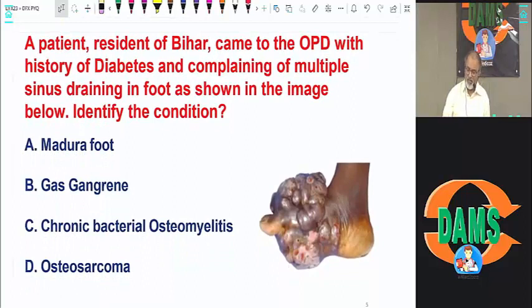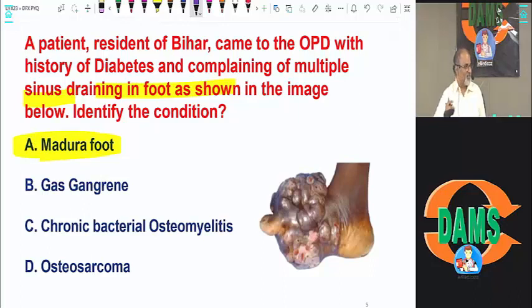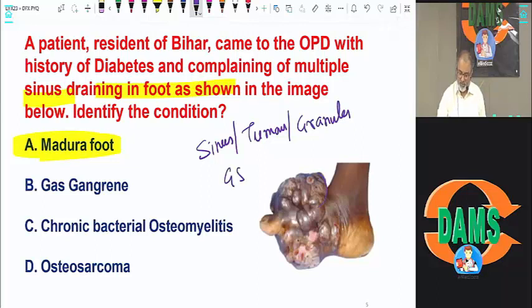Next is, a patient, resident of Bihar, came to the OPD with history of diabetes and complaining of multiple sinuses draining from the foot. What is it called? Madura foot. These are the questions they asked in previous years. If you are able to answer, that means coming year also you can answer. What is it? Sinus, tumor, granules. Grains are diagnostic of mycetoma.